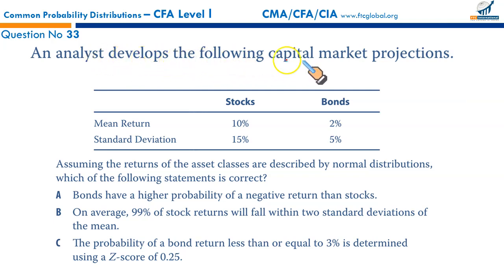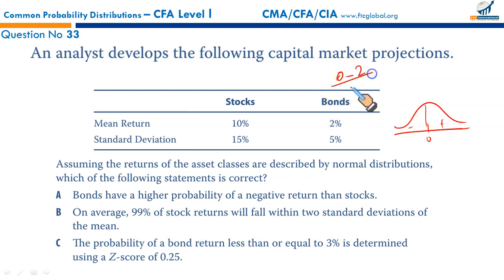An analyst develops the following capital market projections. Stocks: mean return 10, standard deviation 15. Bonds: mean return 2, standard deviation 5. What are we looking for? Assuming the returns of the asset classes are described by normal distributions, which of the following statements is correct? Bonds have a higher probability of negative returns than stocks. So we know in the normal distribution this region is negative, assuming this is mean 0, and this region is positive, right? Now let us convert these into the corresponding z-scores, assuming the returns are 0.